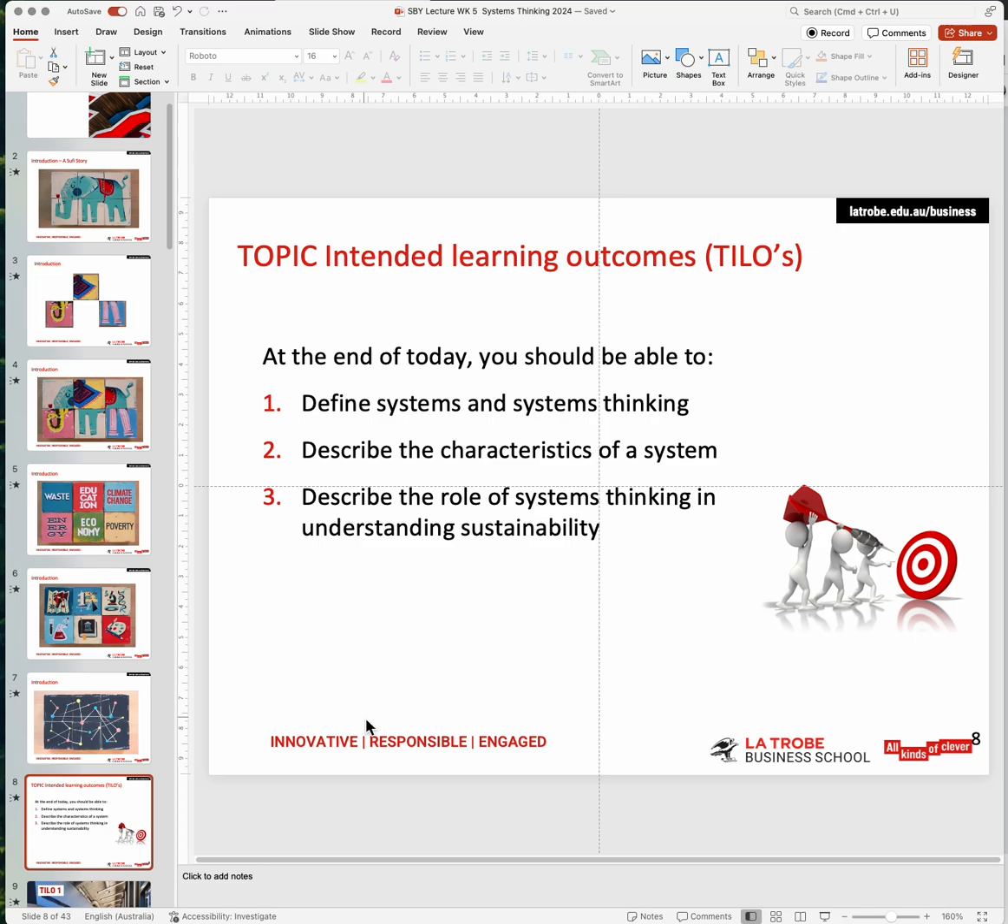So we're working on defining systems already. We want to look at the characteristics of a system. It's actually pretty simple, and describe it in the context of sustainability.